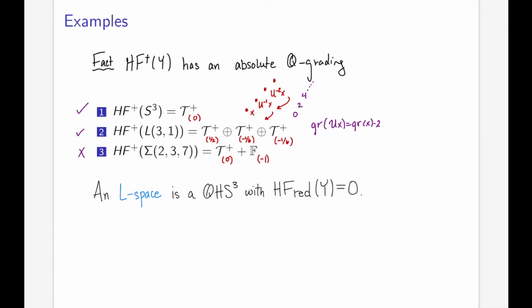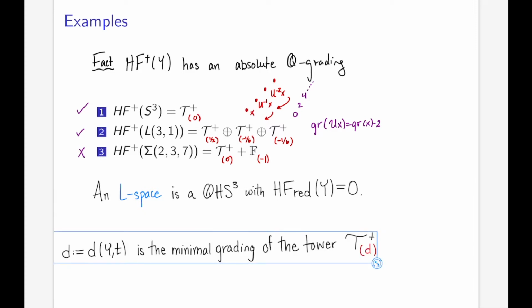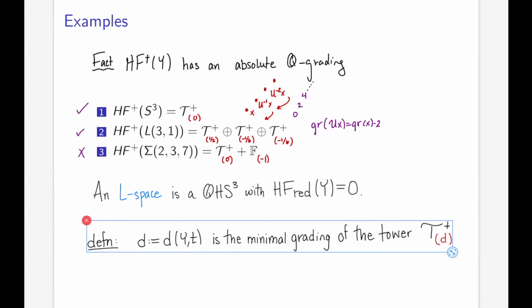Let's use these examples as an opportunity to make a definition that we're going to need later on as well. So d stands for d-invariant. And what the d-invariant of the three-manifold Y equipped with spin C structure T means is you take the minimal grading of the tower in that summand. So in the case of the three-sphere, the d-invariant is 0. In the case of the lens space, we have 3 different d-invariants, one for each summand, 1/2, -1/6, and -1/6. And in the case of the Brieskorn sphere, sigma(2,3,7), the d-invariant is also 0.